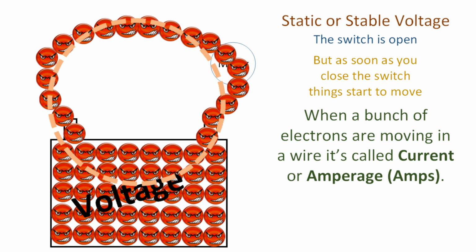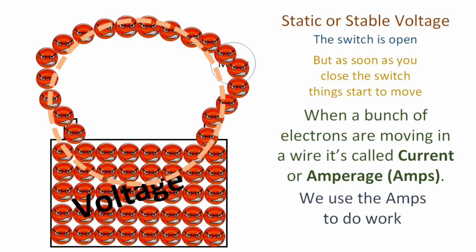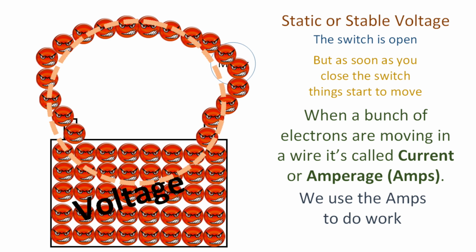When a bunch of electrons are moving in a wire, it's called current. And another word for current is amperage, and we shorten that to amps quite often. So you've got your voltage in here, potential, pressure. The circuit is shut, closed, so now we have amps flowing. We use the amps to do the work. Sometimes you can think of the work as load. You see that in publications, the work or the load.